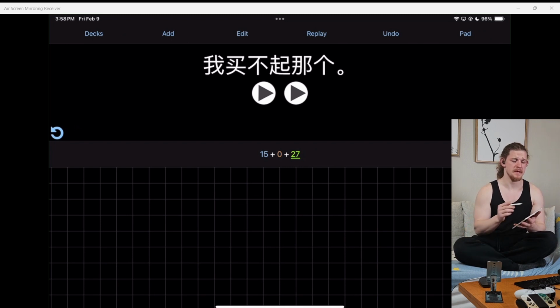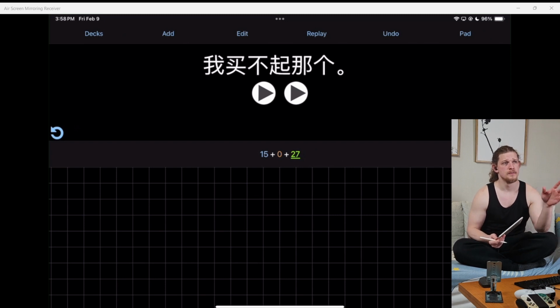Simple study method. I've got my iPad connected to the PC right now, so I'm streaming the iPad screen directly to the PC so you see what I'm doing. We read the flashcard, we reproduce the characters, we write them out, and then, of course, we try to determine the meaning.